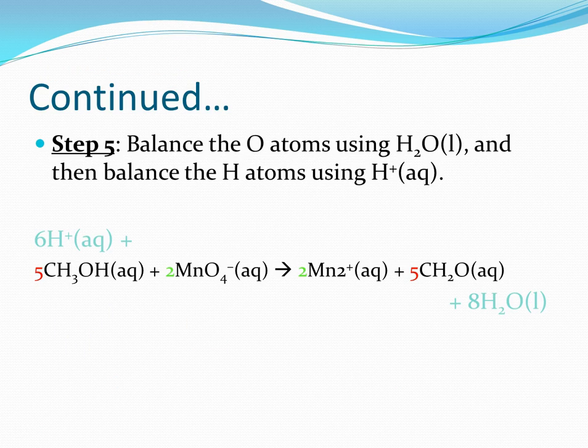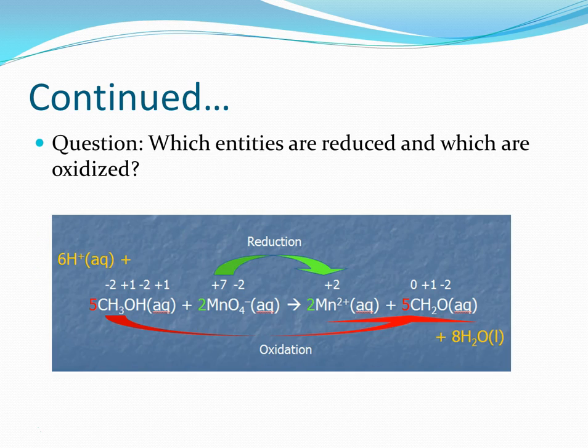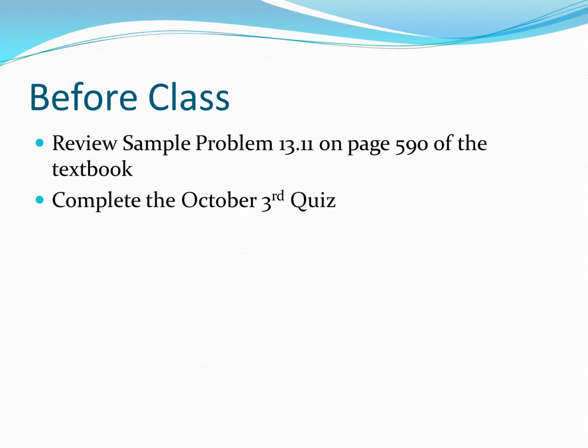In acidic conditions, we are going to add water to balance the oxygen atoms and hydrogen ions to balance the hydrogen atoms. Now the atoms and the charges are both accounted for in the balanced equation. Finally, our equation has been balanced. The manganese atoms in this case undergo reduction, and the carbon atoms undergo oxidation.